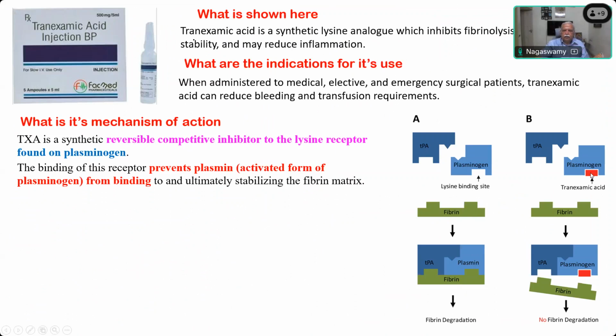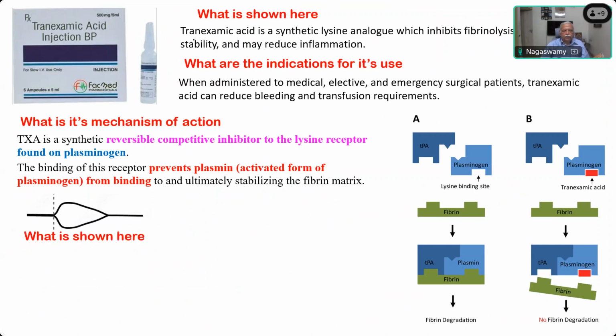When you give tranexamic acid, it goes and occupies the lysine receptor area. Because it structurally resembles the lysine analog, it goes and occupies that. It prevents this binding, so fibrin does not become strong enough. It gets degraded much more easily.